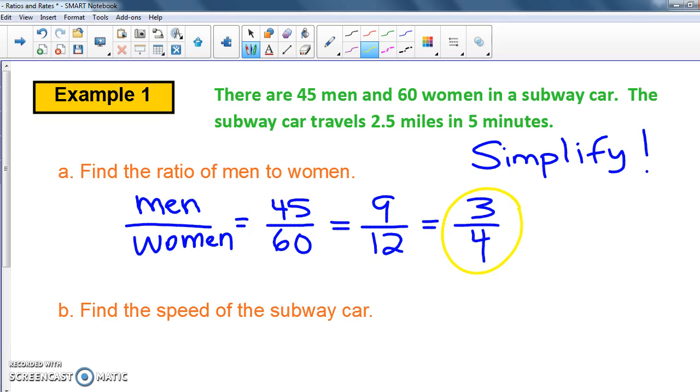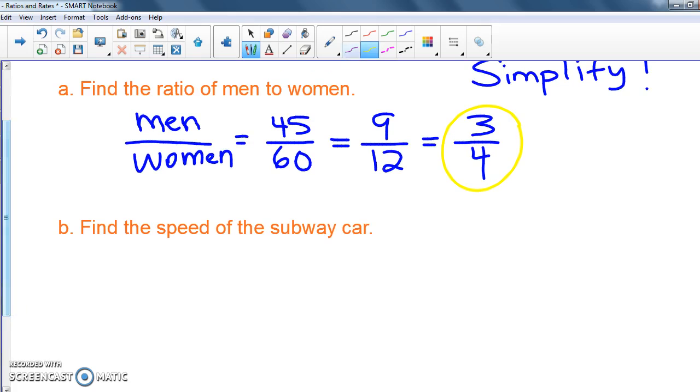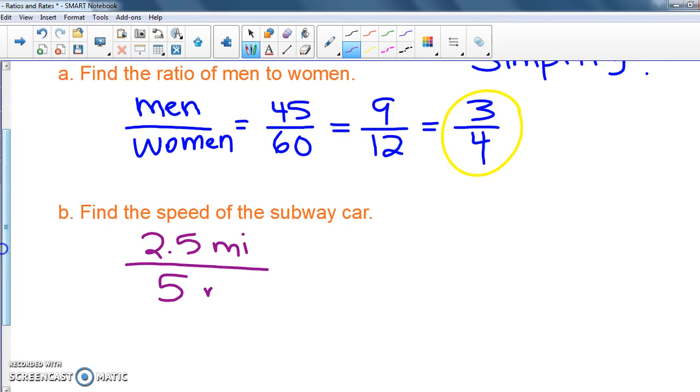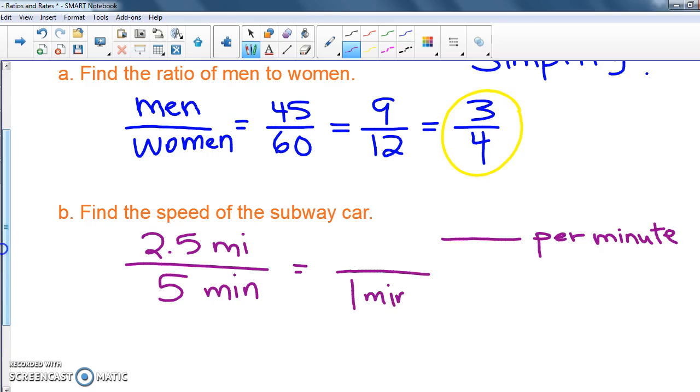Now B says find the speed of the subway car. Okay, so we're going to look at this information here. It says that the subway car travels 2.5 miles every, what does it say, 5 minutes. Okay, so we have a rate here. But if we want to find the speed, we really want something per minute when we're done. Right? Because speed when we're driving is something per hour. For this particular subway car, it's something per minute. So that means when I'm done, I want a 1 minute on the bottom. Okay, so this way I have something per 1 minute.